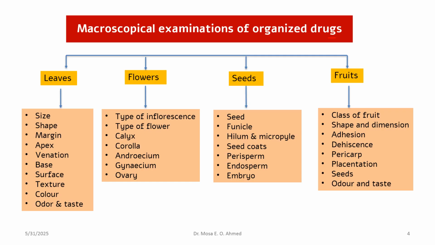For macroscopical examination of organized drugs, there are different characters or features depending on the part of the drug or the plant used. We can do observation or macroscopical examination. As we know, there are differences in features between leaves, flowers, seeds, and fruits. By naked eye or by using a magnifying lens on the leaf, we can show the following characters.